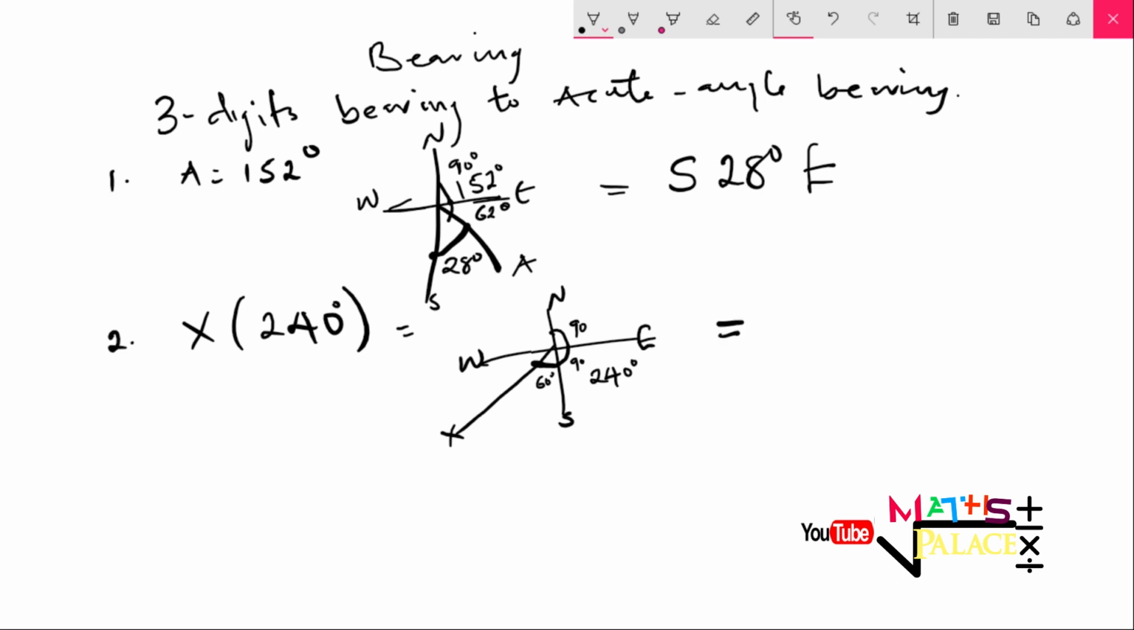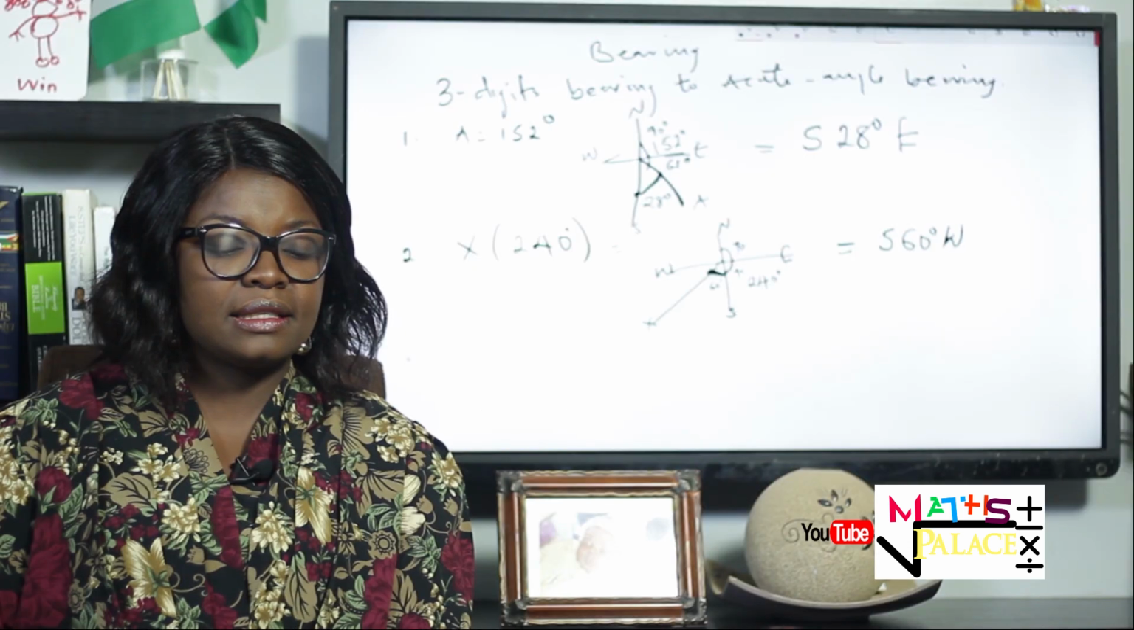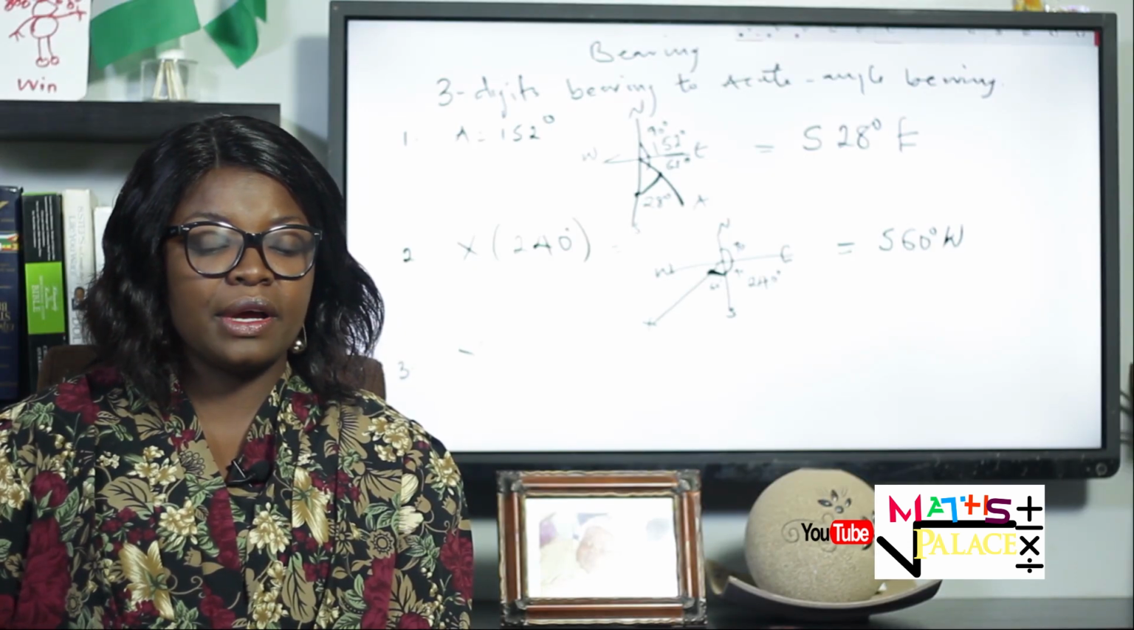Now, for me to translate this into acute angle bearing, we take bearing from the north or from the south. Since it is in the southwest, we'll take bearing from the south and go towards the west. So from the south to the west, to the point X, is 60 degrees. So south 60 degrees west is our acute angle bearing for 240 degrees.